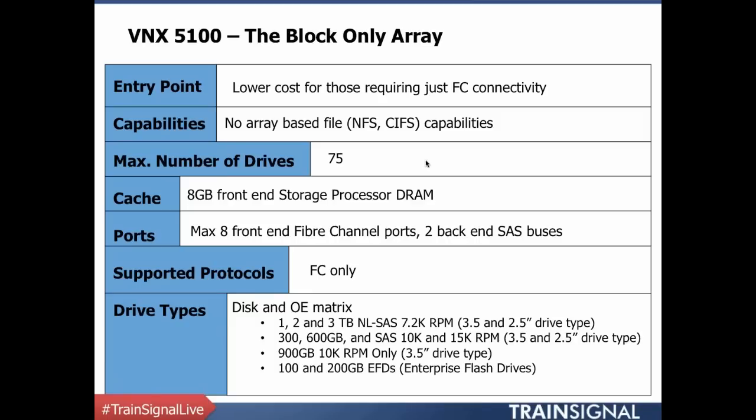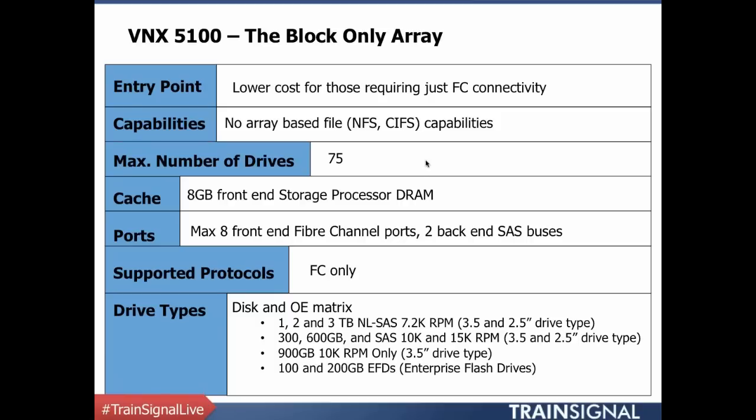As I mentioned, there are no file capabilities on the 5100, so you would certainly not buy this if you want to provide those. But in the post-VM world, you could throw a VM on a Fibre Channel volume and provide traditional Windows file server capabilities. The 5100 has a max number of drives of 75.